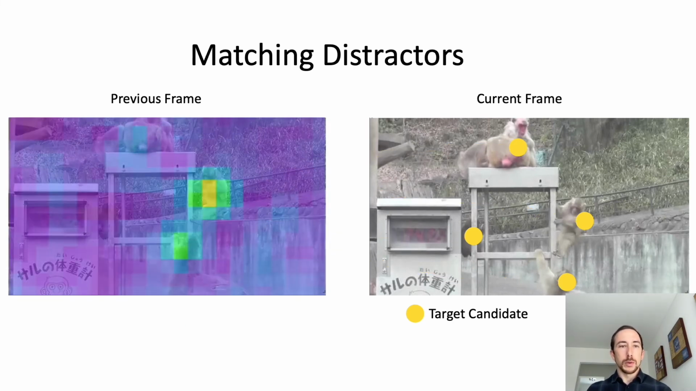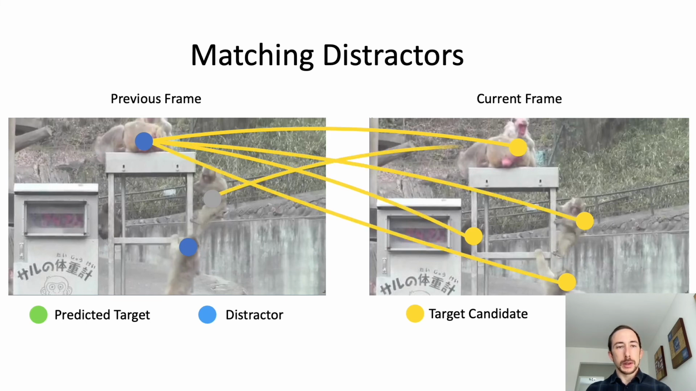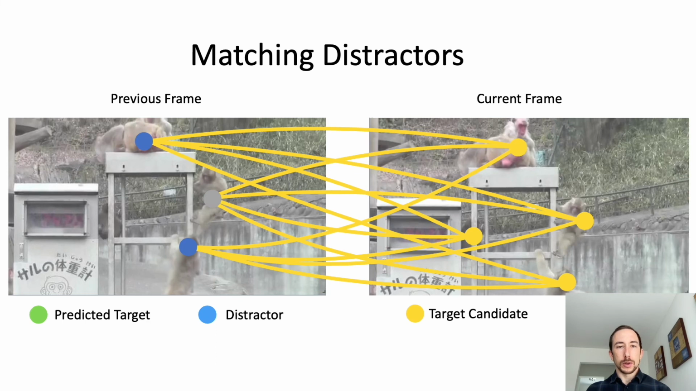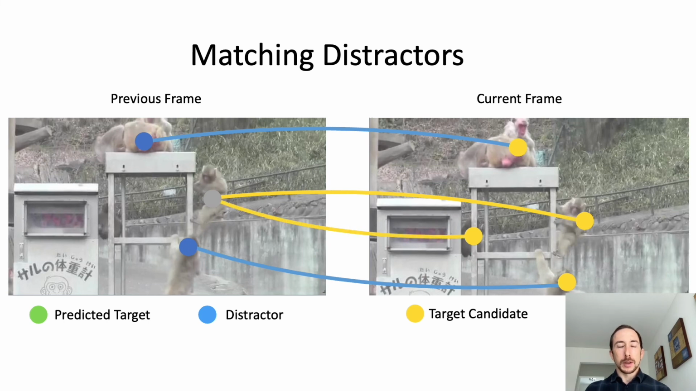However, we do not only match the target from the previous frame. Importantly, we also match all previously detected distractor objects from the previous frame to the current frame. By matching distractors, we eliminate potential matches for the target object. And this greatly simplifies the problem of matching the previously detected target object to the current frame.